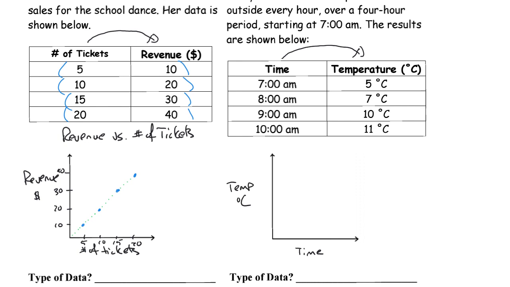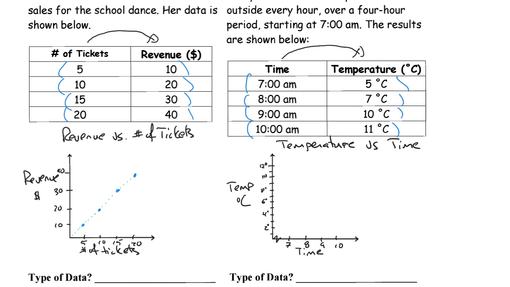Now for time, it's not really going to start at 0. We're going to start at 7 a.m. So I'm going to put a little break in the graph right there, and then we'll put a 7 there, and then 8, 9, and 10. And on our temperature side, notice that it's not going up by a nice steady amount. So I might just go by twos: 2 degrees, 4 degrees, 6 degrees, 8 degrees, 10 degrees, and then 12 degrees. And then I've got to name the graph. This is going to be temperature versus time.